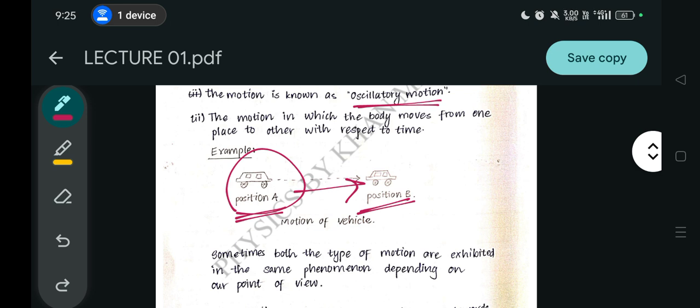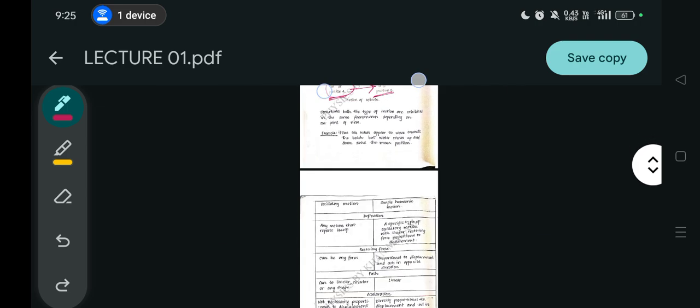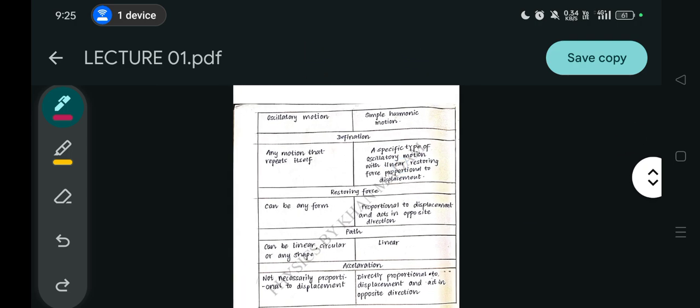Thus, we can say that oscillatory motion is a broader term, a kind of motion which repeats itself. Its restoring force can be of any form. Its path can be linear, circular, or any shape, and its acceleration is not necessarily proportional to the displacement. Right? Oscillatory motion is an umbrella term, but one specific type of motion that we are concerned with in our studies is harmonic motion, or more specifically simple harmonic motion.